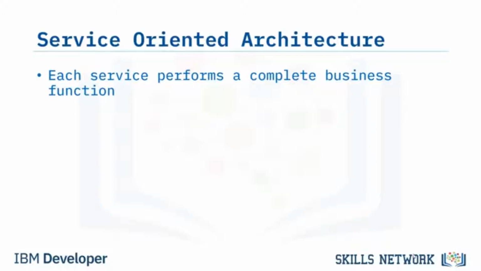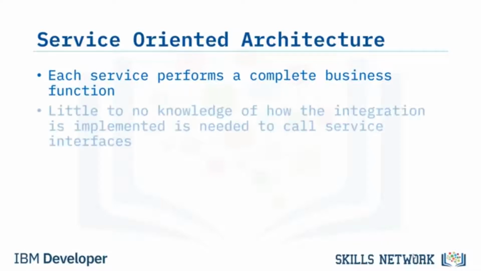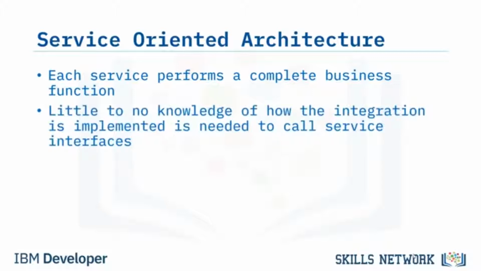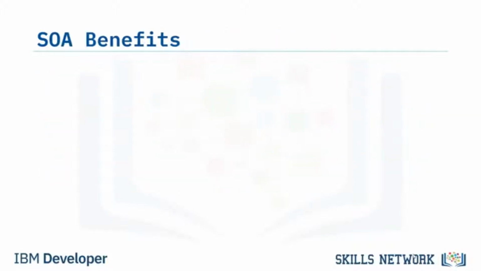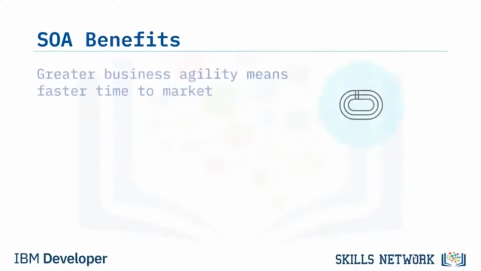Service interfaces provide loose coupling, meaning that each service interface is called with little or no knowledge of how the integration is implemented. The services are published so developers can find those services quickly and reuse those same services to assemble new applications. SOA provides many benefits. First, SOA enables applications to be assembled from reusable services rather than rewrite and reintegrate each time, enabling greater business agility and faster time to market.